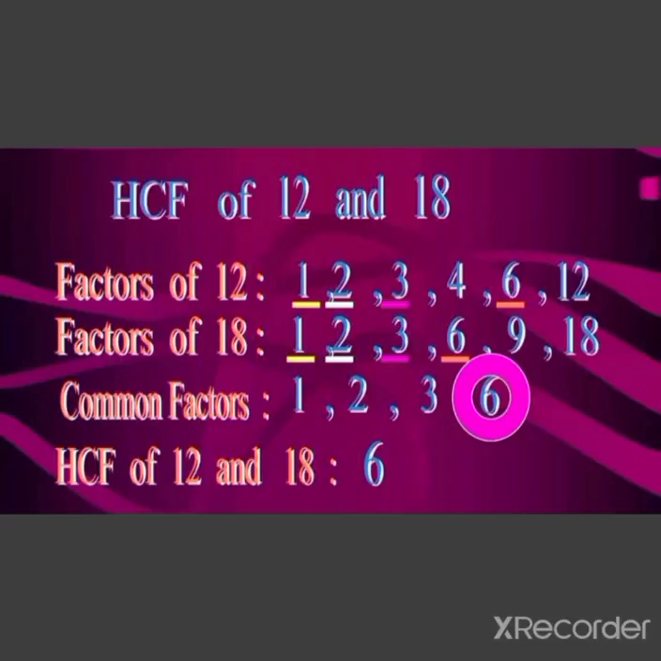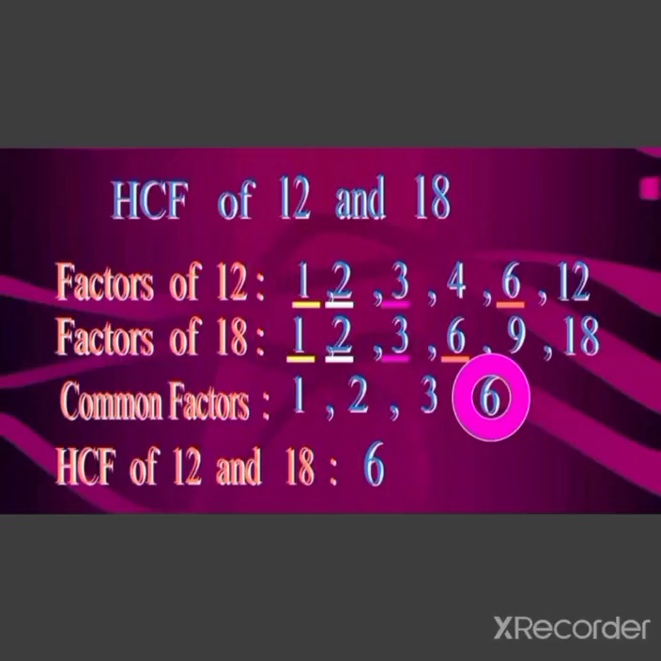Now let us talk about the 18. 1, 2, 3, 6, 9, 18. All these are the factors of 18. Out of these we have to find out the common factors. You can see the common factors are underlined with the colored pen. 1 is present in both numbers, so 1 is a common factor. 2 is present in both, so it is also a common factor. 3 is also present in both, so 3 is a common factor of 12 and 18. And then 6 is also a common factor of 12 and 18.